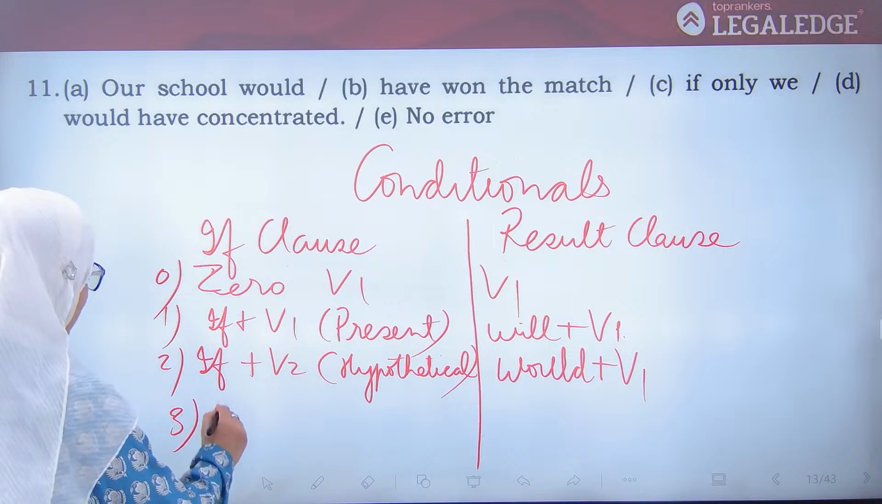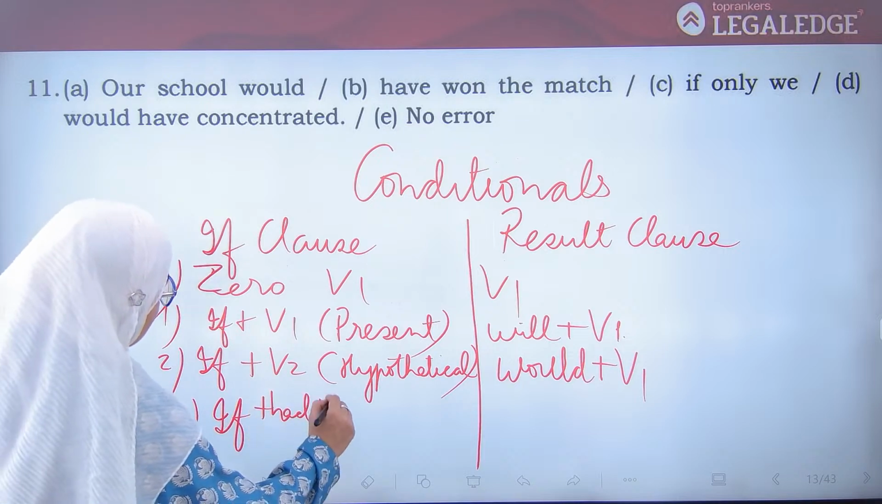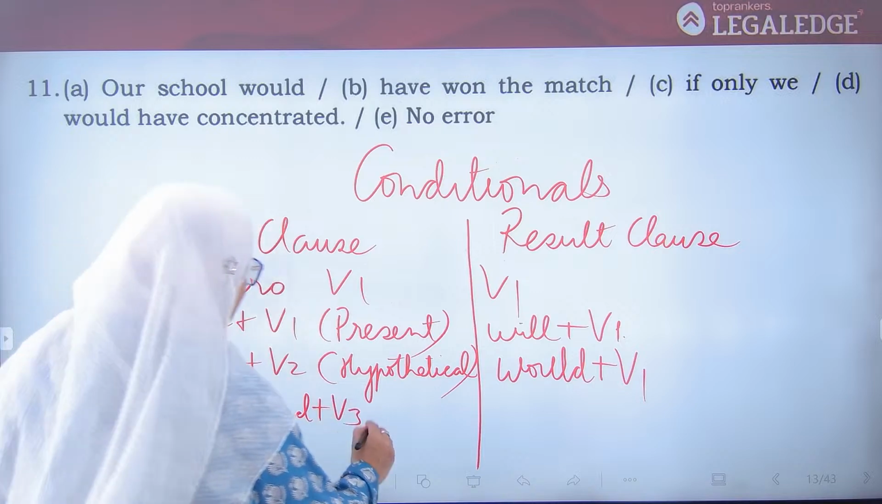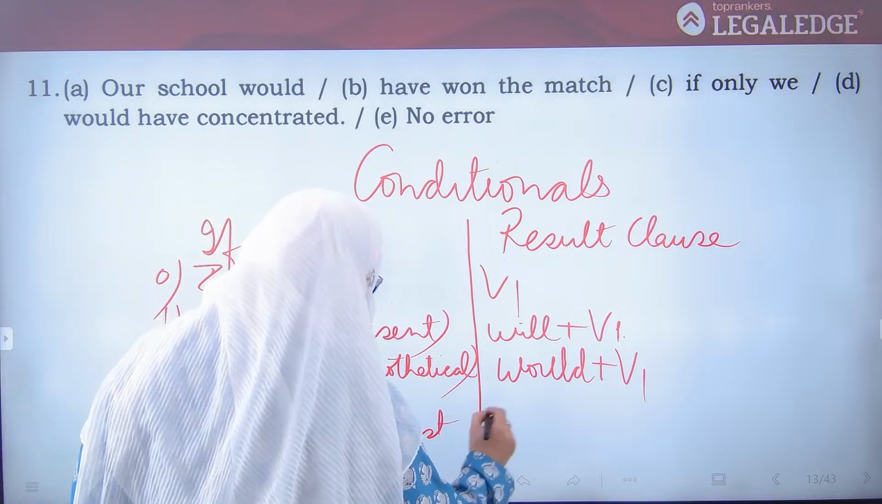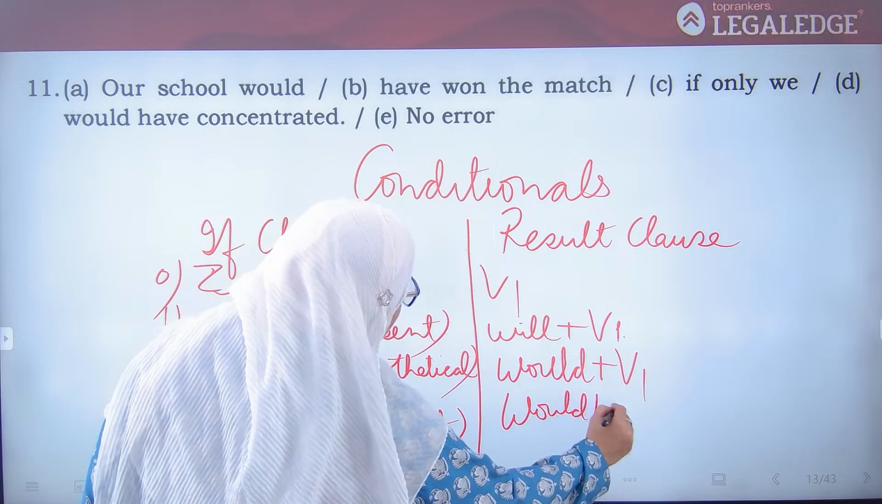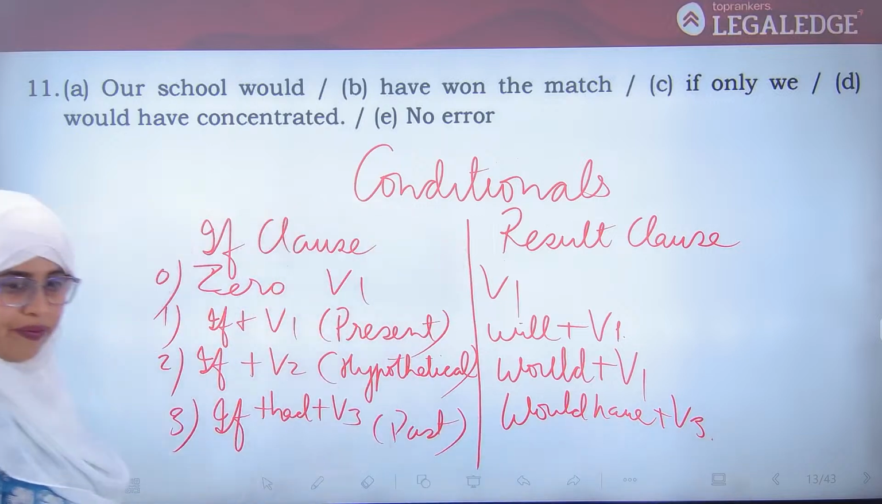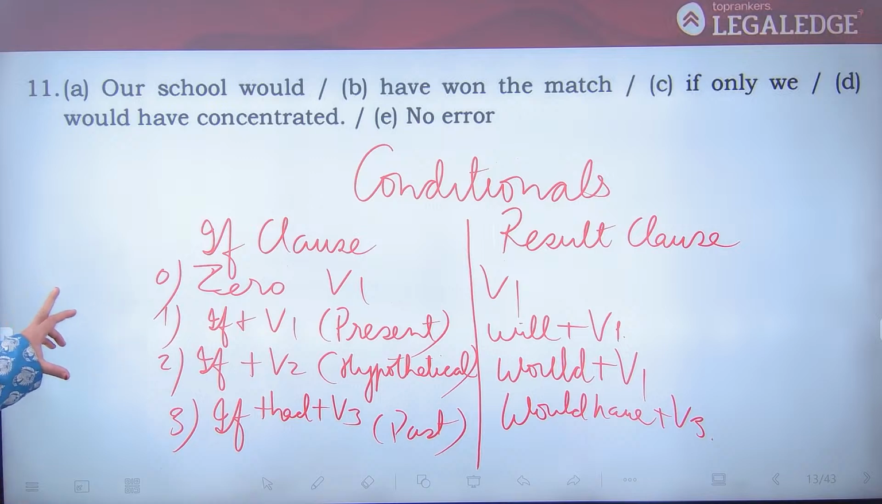And at last we have third condition: if plus had plus the third form of the verb, which is past condition, will result in would have plus the third form of the verb. Am I making sense to you, students? You can click the screenshot of this particular slide. This is important.